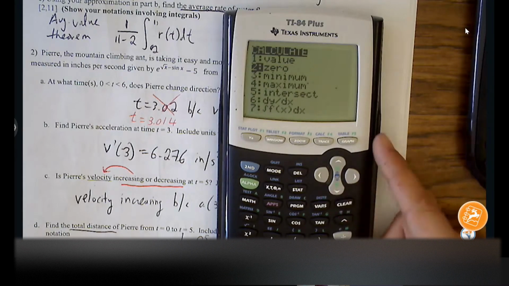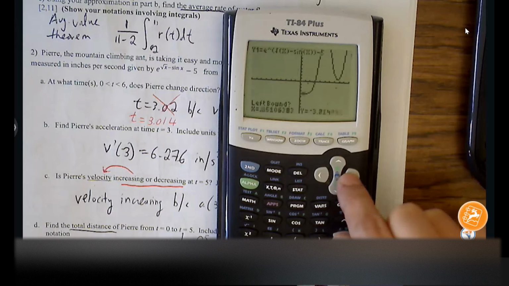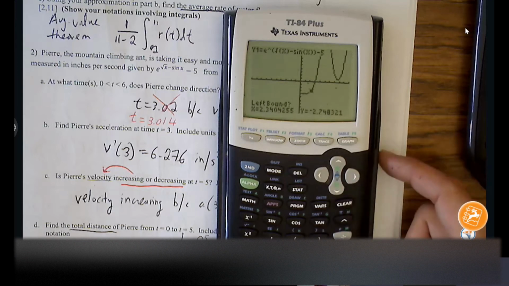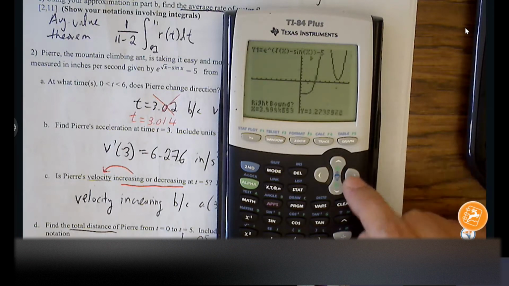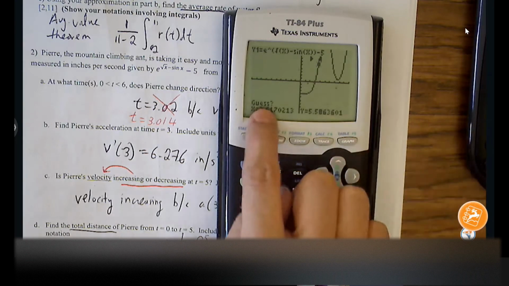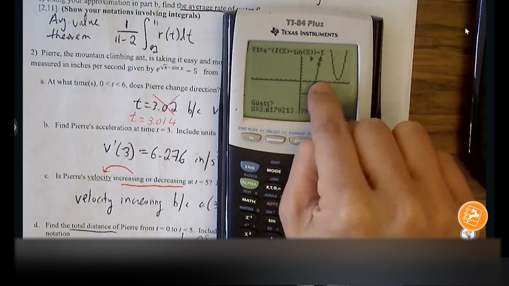Okay, so second 0, left bound. So you're going to choose a point on one side of the x-axis, hit enter. Scroll over to a point on the other side of the x-axis, hit enter. And now it knows to look between the 2 points you gave it, and it's going to search in between for an x-intercept.